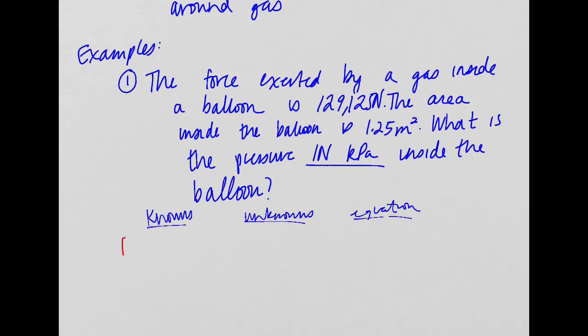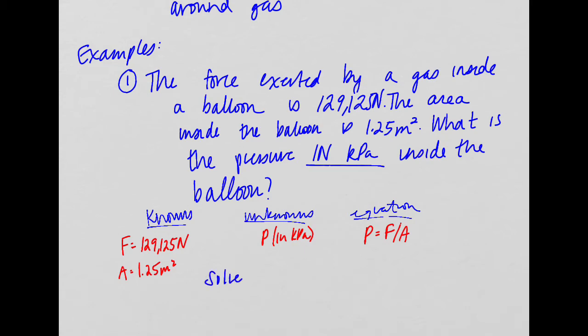So our known, we know force is equal to 129,125 newtons. Area is equal to 1.25 meters squared. We're looking for pressure in kilopascals. You don't have to write kPa, but just make sure you remember that. And the equation we have is pressure equals force over area. And now we're going to solve.